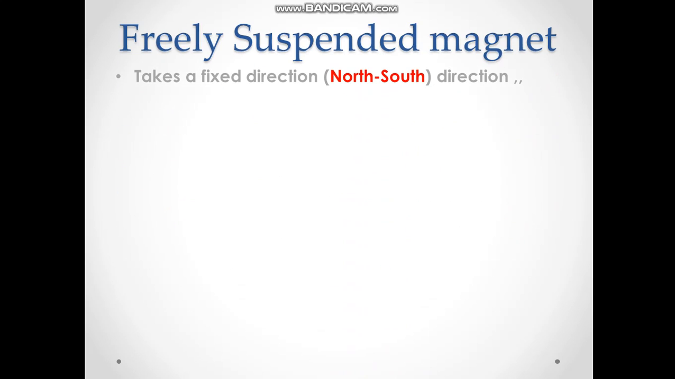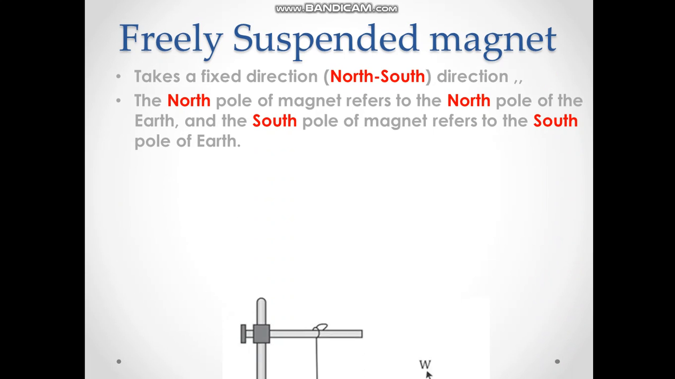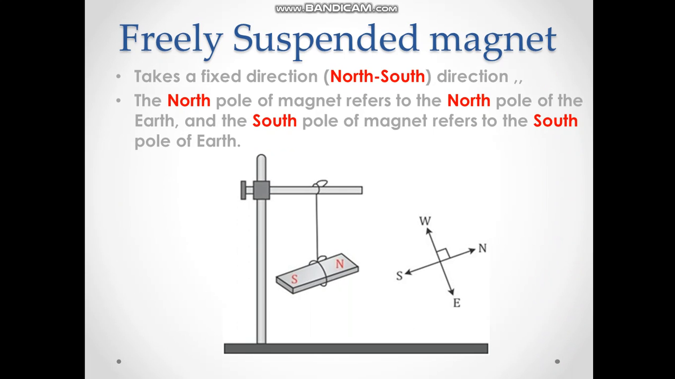Now we are talking about what happens if we suspend a magnet freely. The freely suspended magnet always takes a fixed direction, which is the north-south direction. The North Pole of the magnet always refers to the North Pole of our planet Earth, and the South Pole always refers to the South Pole of our planet Earth.